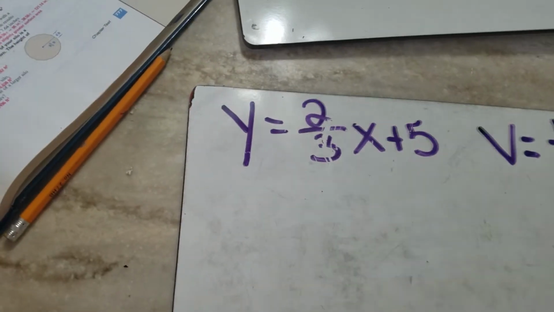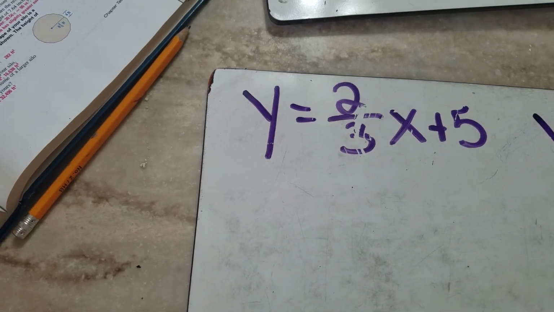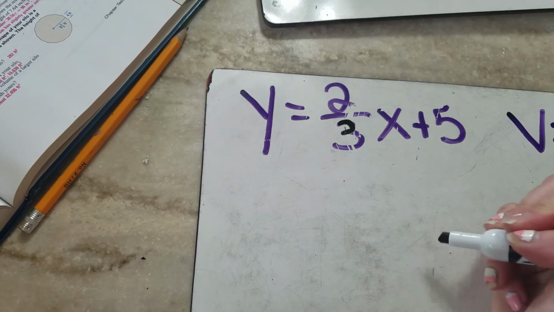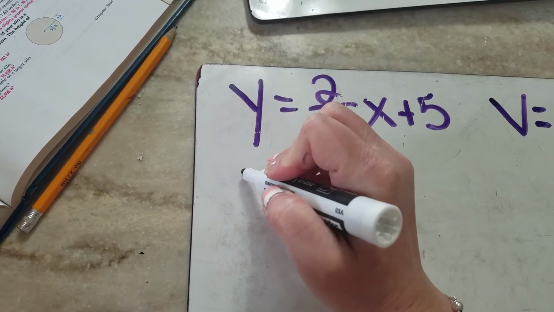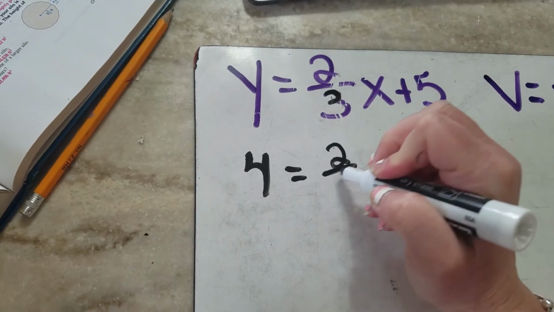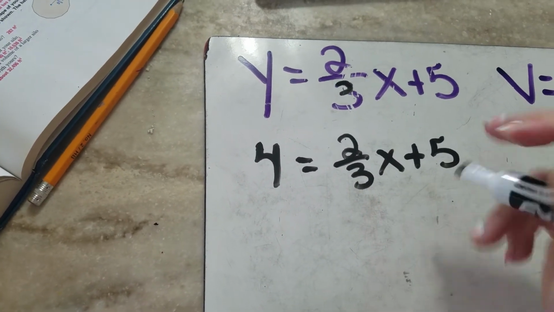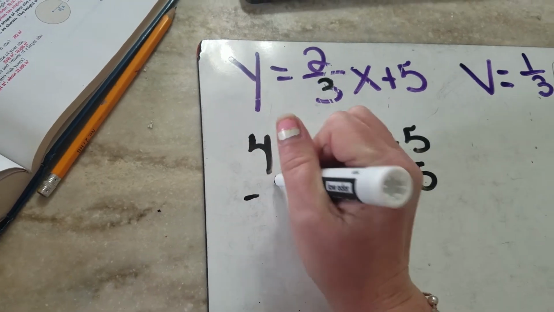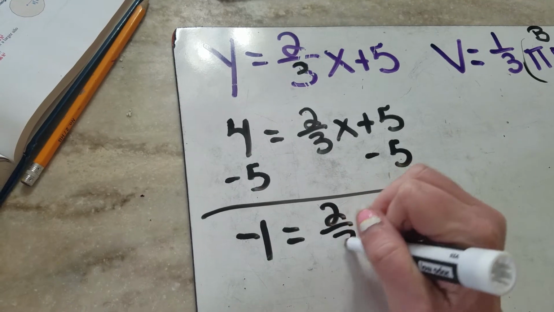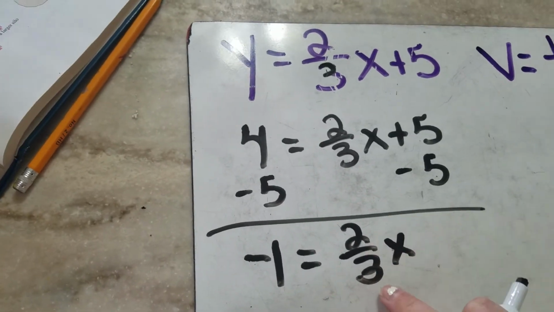In this scenario, you're given a fraction. Just like the other two, you still have to solve for a variable, but the fraction throws it off a little bit. So I'm going to give you that y is equal to 4. So I have the 2/3 x plus 5. I still have to solve for this x, so I'm going to subtract 5 from both sides. I'm left with -1 is equal to 2/3 x. I still have to solve for this x, it just complicates it when I have a fraction.